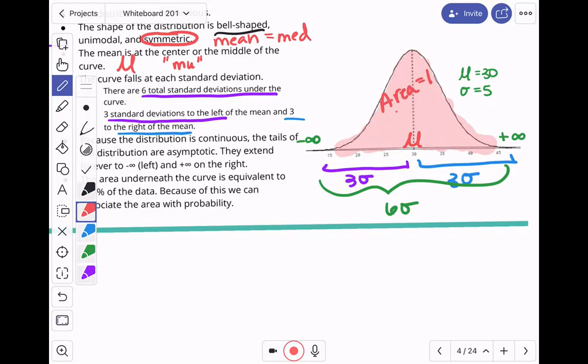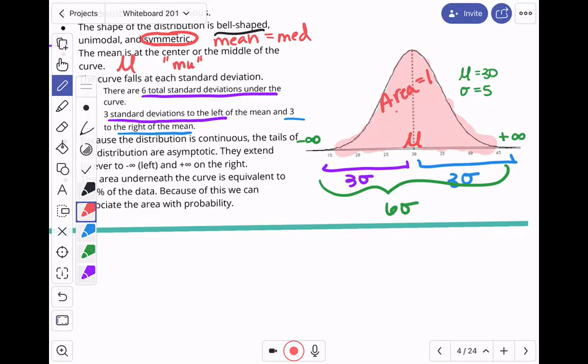Remember, when we sum all the probabilities, what do they always add up to? 1. They always add up to 1. So it's the same concept, and we're applying that concept here. The area equals 1, the probabilities sum up to 1, so we can do that.